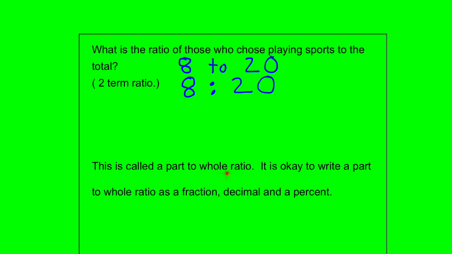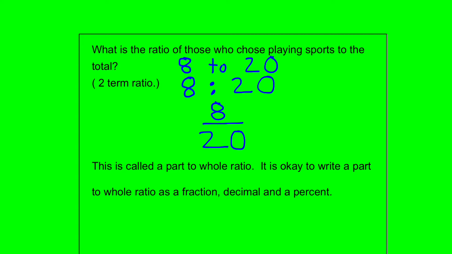Now, this is a part to whole ratio. It's a part to whole ratio comparing a part to a whole. So it is okay to write that ratio as a fraction. So we can also write this as 8/20 like that, comparing those who play sports or would prefer to play sports to the total number of people surveyed.